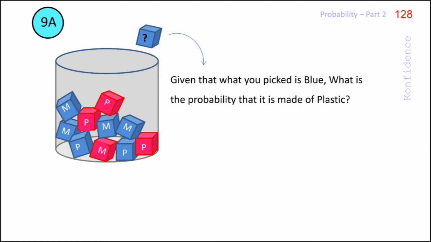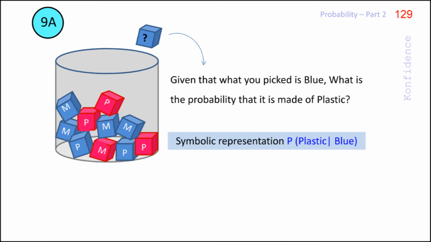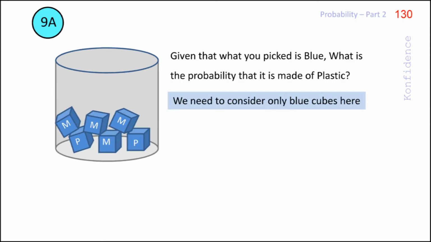Now let us consider the problem 9a. Suppose the cube that you picked is blue in color. What is the probability that it is made of plastic? That is, what is the probability that the cube you have picked is made of plastic, given that the cube you picked is blue? This is what we call conditional probability. It is expressed symbolically as shown in the slide and read as probability of plastic given blue. The cube picked is given to be blue. That is something that has already happened. So we need not consider the red cubes in our analysis.